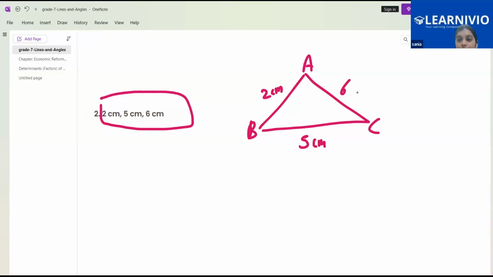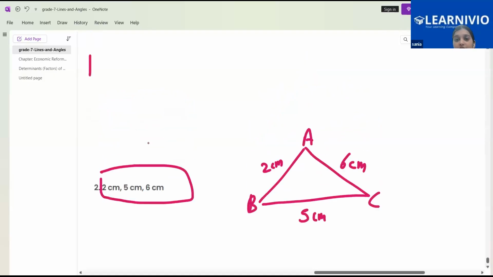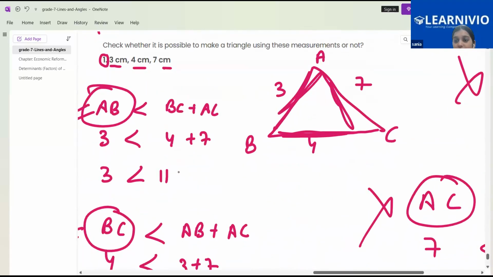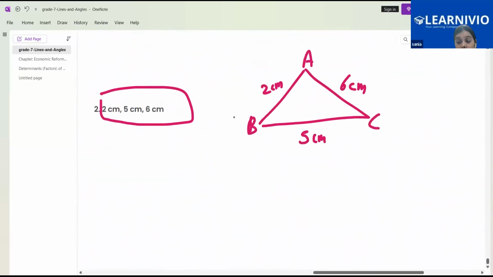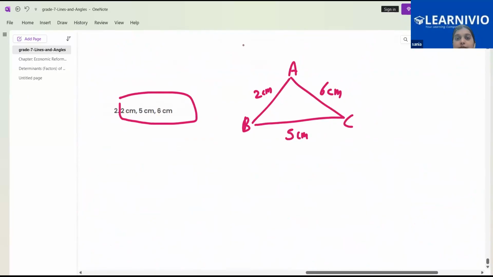So, ma'am, what do we have to do? Now the same one, you have to tell whether this is a triangle or not. You will find these 3 criteria, right? The one which I did here, the same, and then you will tell me whether this is a triangle or not.